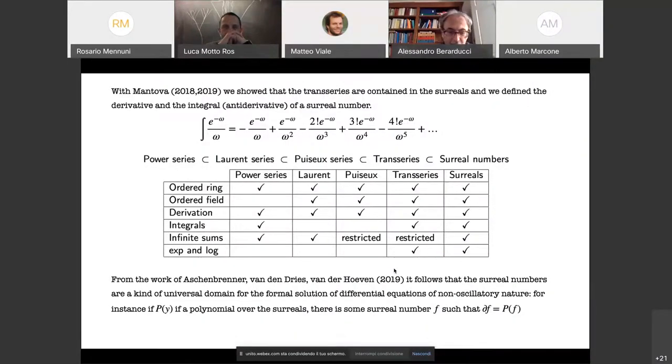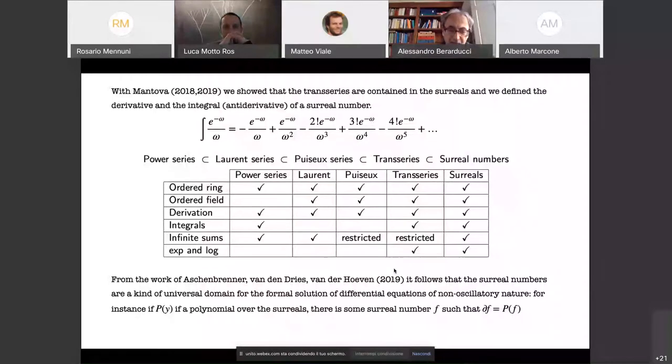So this is a kind of universal domain in the sense that you can solve lots of differential equations. If you take, for instance, a polynomial over the surreal numbers, you can solve the differential equation, the derivative of f equals p of f, right? That's it, because the same thing happens in the transseries.